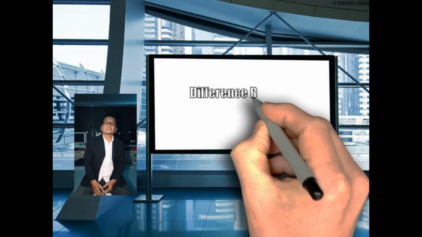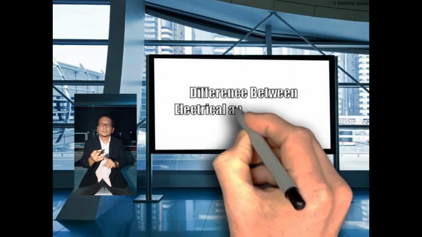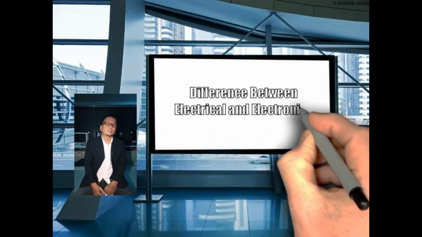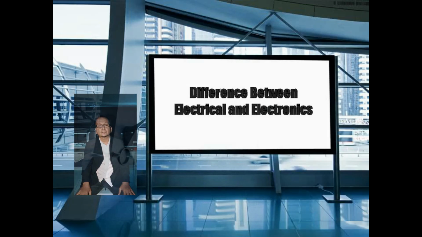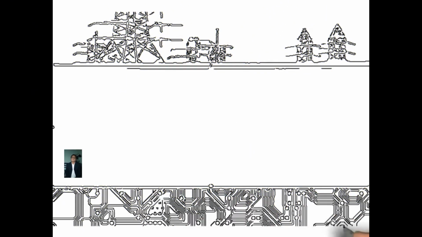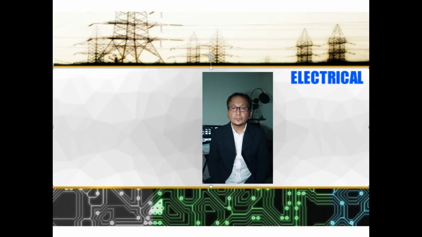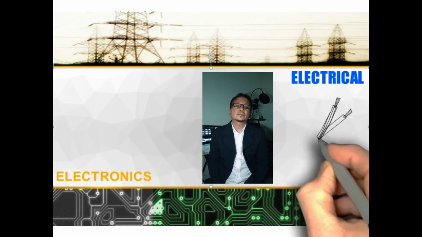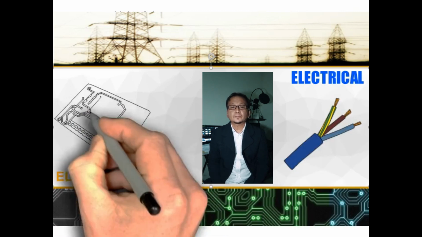Okay, now let me discuss the difference between the two, electrical and electronics. Electrical and electronics may appear to be the same, but they are not. The first one is electrical, a term that describes anything that has to do with electricity, like power generation and distribution. The second one is electronics, a device or machine, the same as your household appliances.